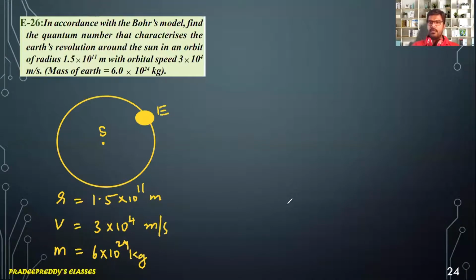You are supposed to find out principal quantum number of the Earth which is revolving around the sun. So of course, quantum rules are applicable for both microscopic particles and macroscopic objects. So quantum theory is applicable for huge masses and smaller masses. For Earth, you can apply quantum rules, and for electron also you can apply quantum rules. But classical rules are not applicable for electron.